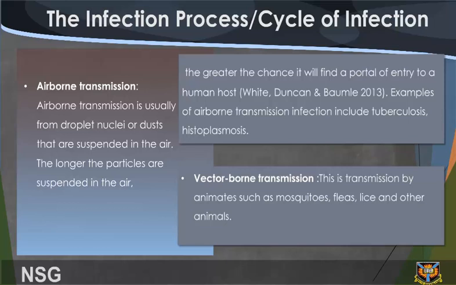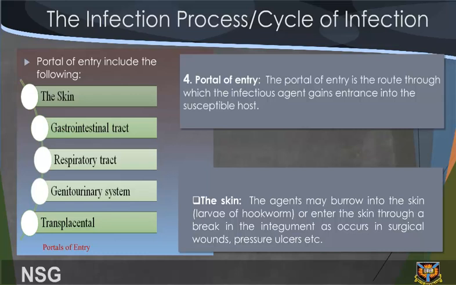Vector-borne transmission. This is transmission by animates such as mosquitoes, fleas, lice, and other animals. Portal of entry include the following: the skin, gastrointestinal tract, respiratory tract, genitourinary system, transplacental.